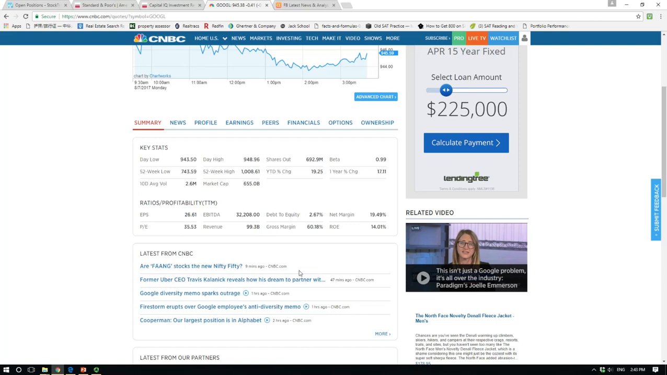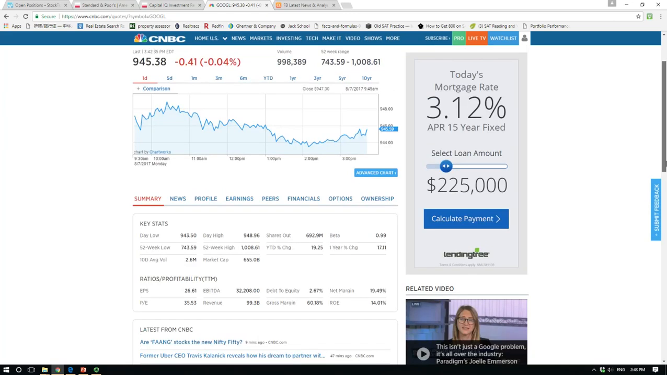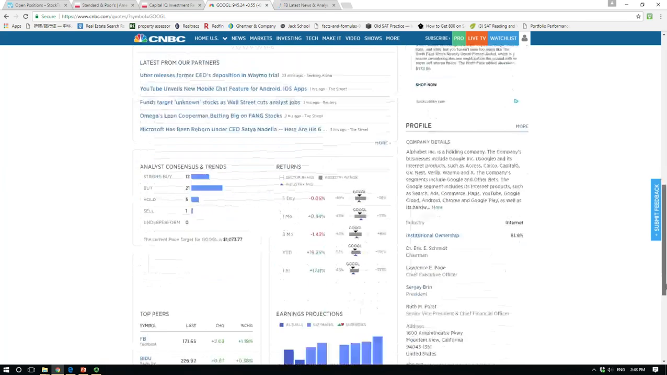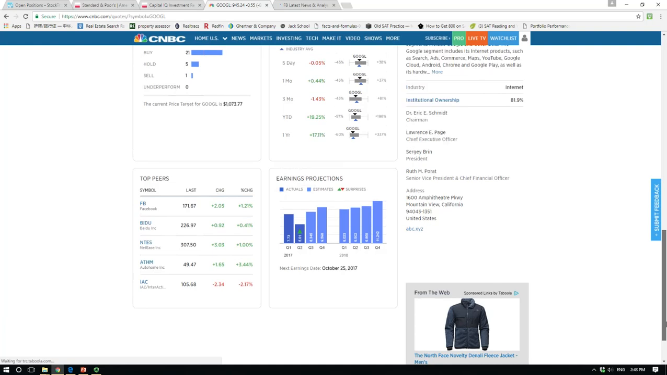And for a company like Google, you really want to look at its future perspective, right? ROE, net margin, and so on and so forth, and this is just a summary of this stock. You want to look into the news, profile, earnings, its competitive advantage in the market, and financials, and everything. So CNBC is a good place to go to get some very basic information about a company, right? And lots of information.